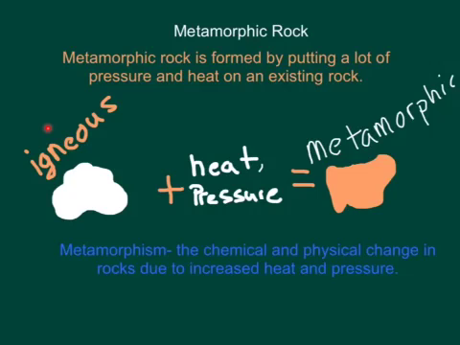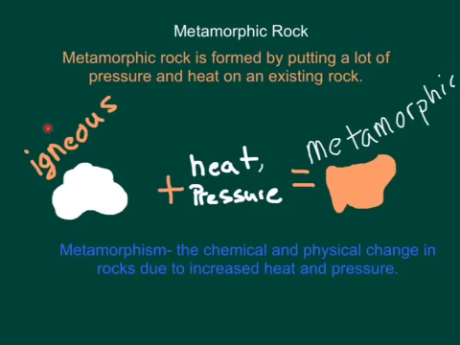So an example of this is coal. Coal is actually a sedimentary rock. When you add a lot of heat and pressure to coal, it turns into a diamond. So a little bit different. I mean, I'd rather have a diamond than a piece of coal, but whatever. So that's a metamorphic change.